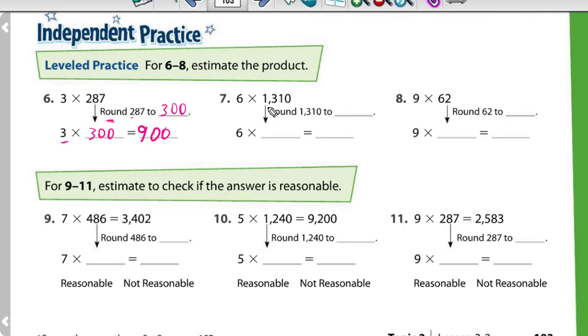The 1310 rounded, it will be 1000 or 2000? 2000? Wrong. We have 3 to the right. 1000? Why 1000? Right, it's 1000. Why?